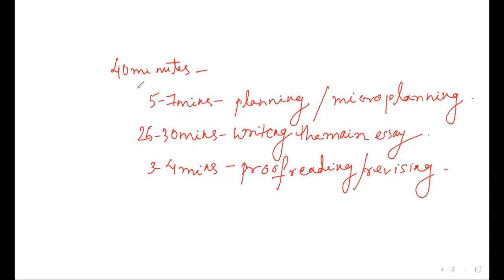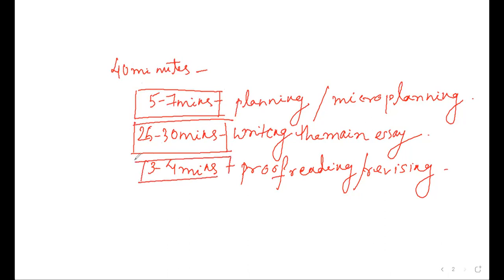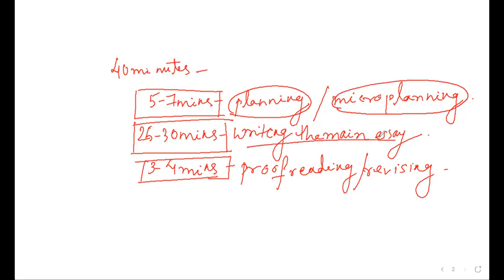Each of these steps is equally important, which means the first 5 to 7 minutes on planning and micro planning, the next 25 to 30 minutes on writing the main essay, and the last 3 to 4 minutes for proofreading and revising are equally important. So if your planning and micro planning is not good enough, your essay will not be good enough. And that's how it is.